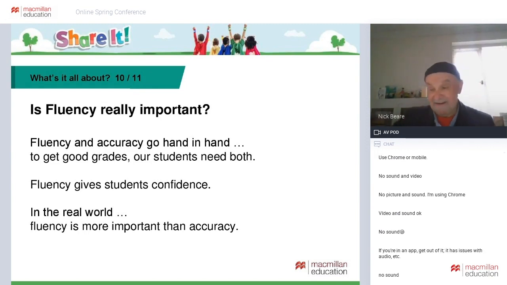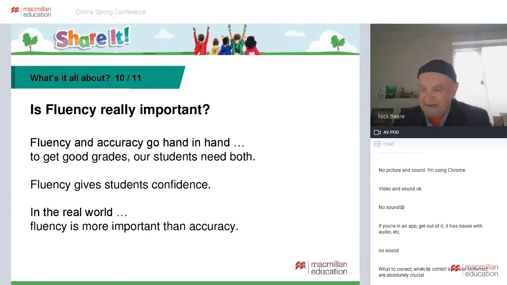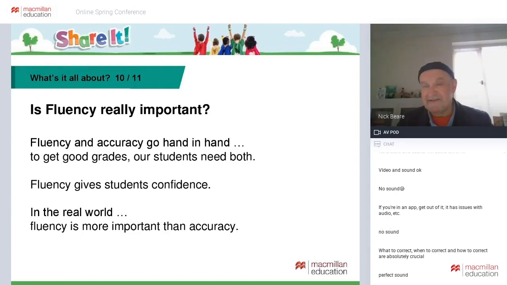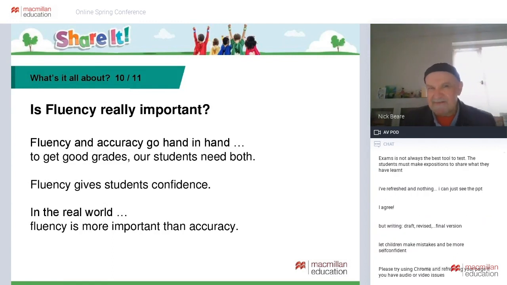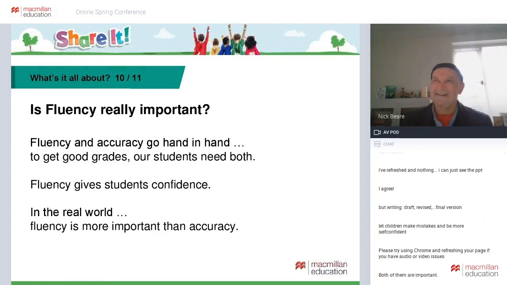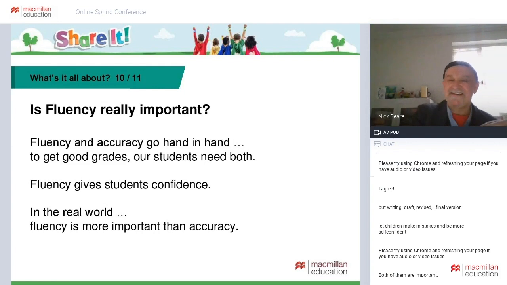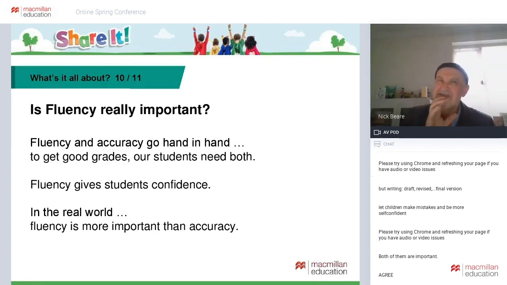Speaking fluency and writing fluency, they go hand in hand. You can't have one without the other. You've got to have both of them, basically. And I think really one of the most important things is that the more fluent the students are, the more confident they feel.